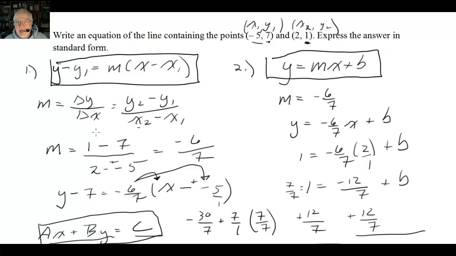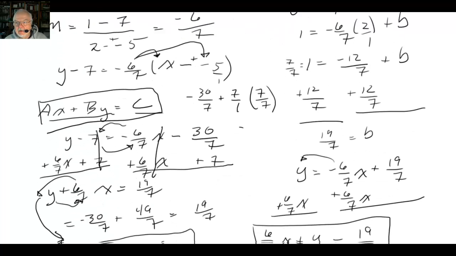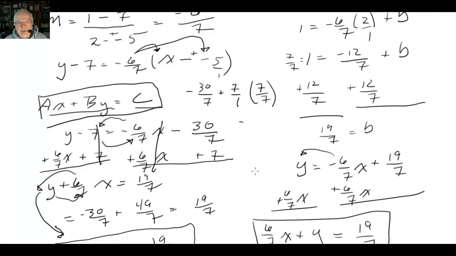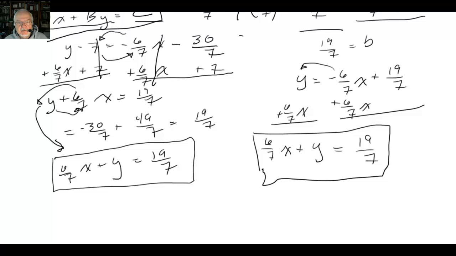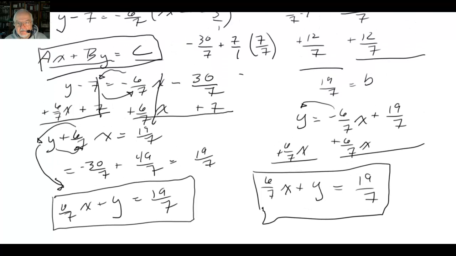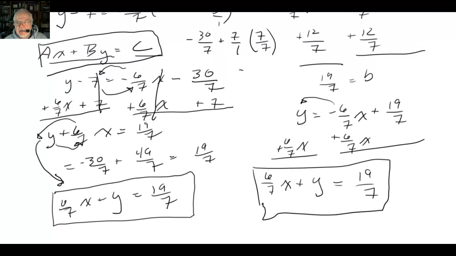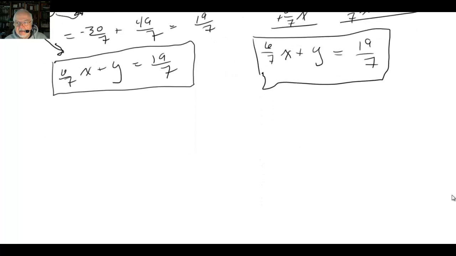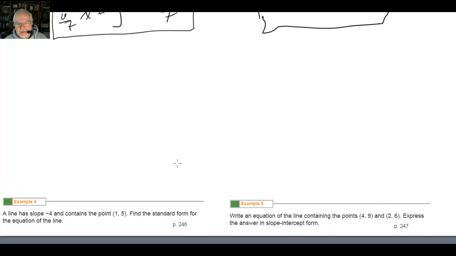In either case, the first thing you're going to have to do is solve for the slope. And then once you find the slope, plug in a point, and find b in this second case. B pops out automatically. Well, actually, you don't even see b in this first case. And that's basically it.